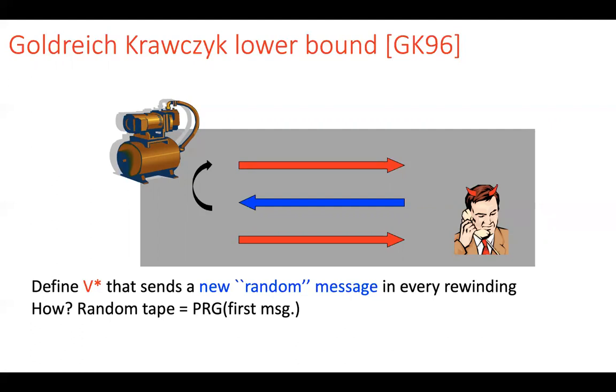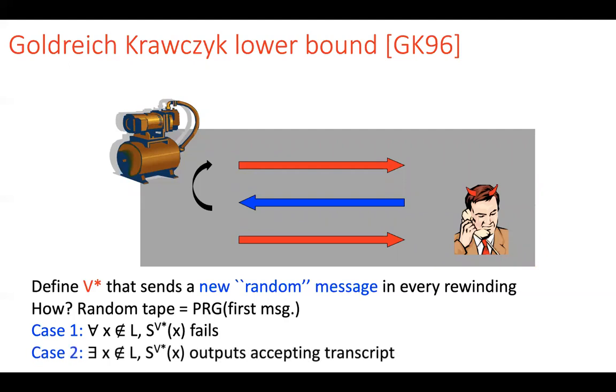So once you define this verifier, the lower bound proceeds by analyzing 2 cases. Since our simulator is black box, let's throw this verifier on the simulator and ask: case 1, for every no instance of the language, the simulator with this verifier fails, meaning it does not output an accepting transcript. And case 2 is the complement, which says that if for all x not in L it does not fail, then there is some particular no instance on which the simulator outputs an accepting transcript.